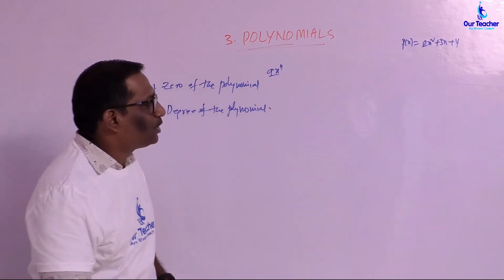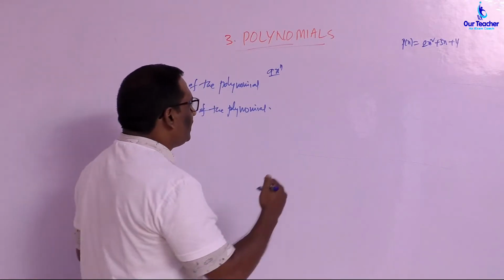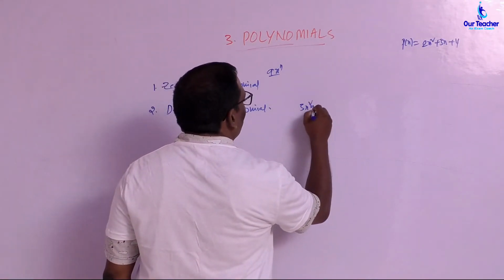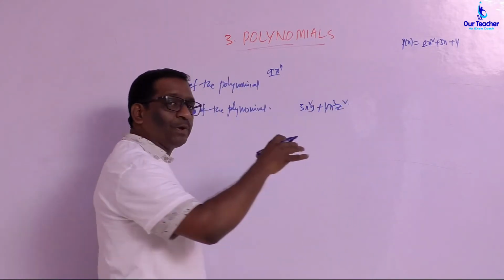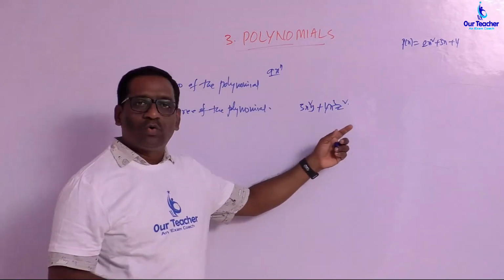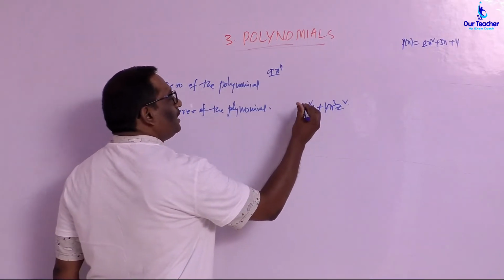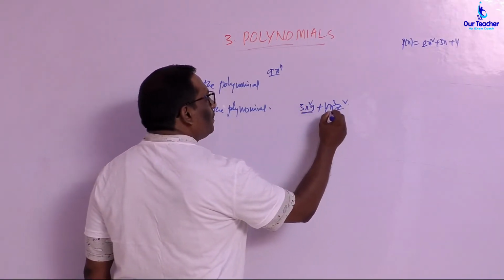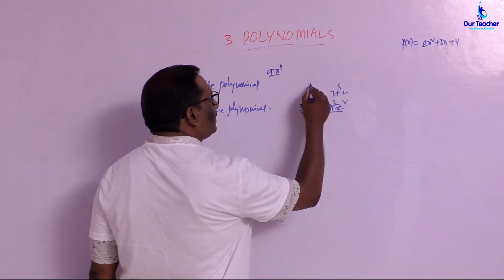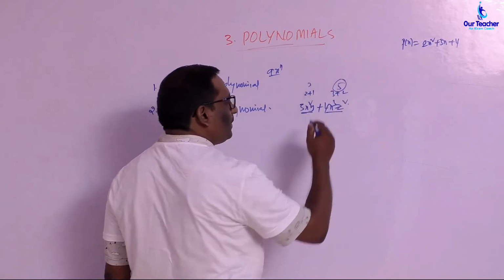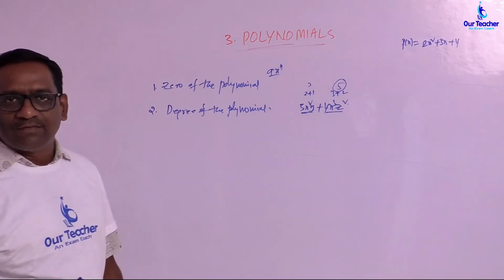This is the way to find it. Suppose some polynomials contain terms like 3x square y plus 4x cube z square. These we can also find easily. Find the sum of the powers in each monomial. See here, 2 plus 1, and here 3 plus 2. So this is 3 and this is 5. Out of these, 5 is the bigger one. So 5 is the degree of the polynomial.